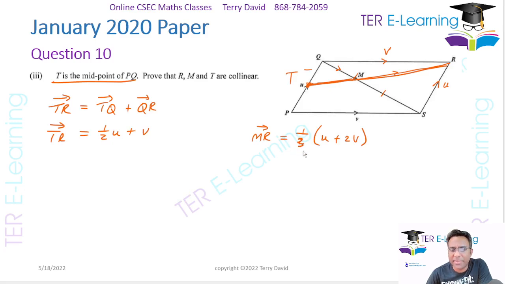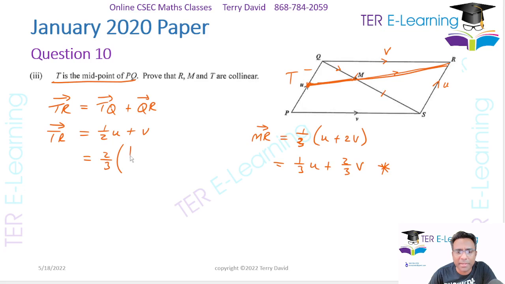All right, so this here should have been a third. Let me write this as 1/3 U plus 2/3 V. Now, we're starting off with TR. TR is equal to a half U plus V. Now I want to get my TR to look like this, so I need to multiply this by 2/3, multiply by 1/3, is that correct? No, that's not correct, hold on.